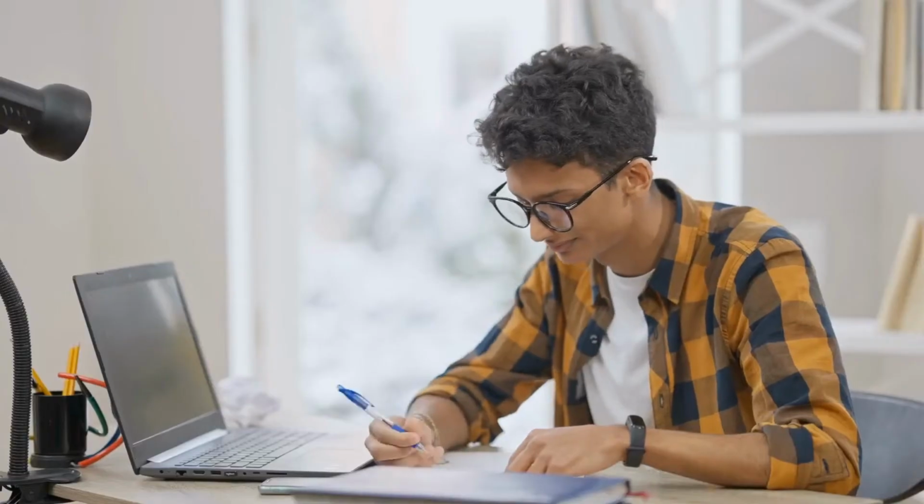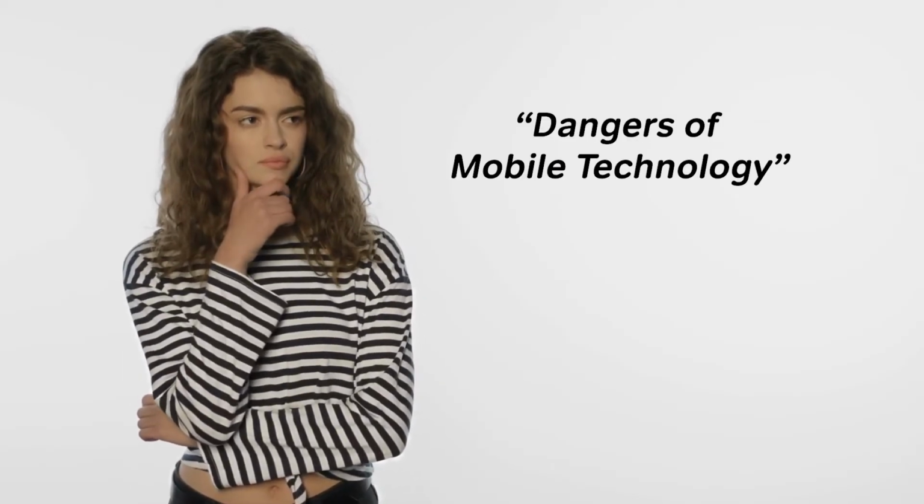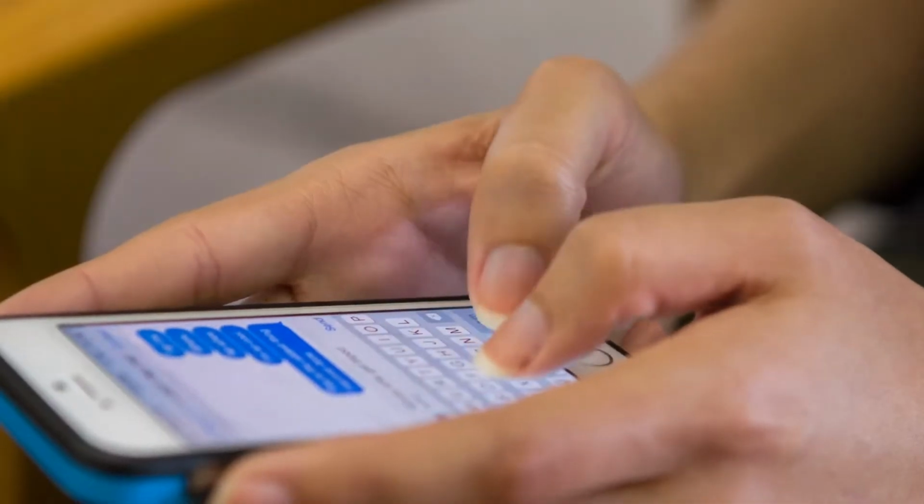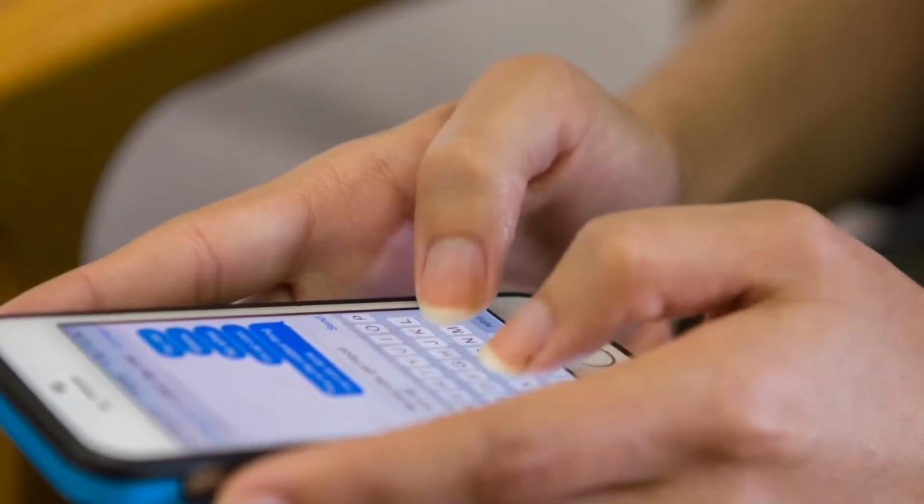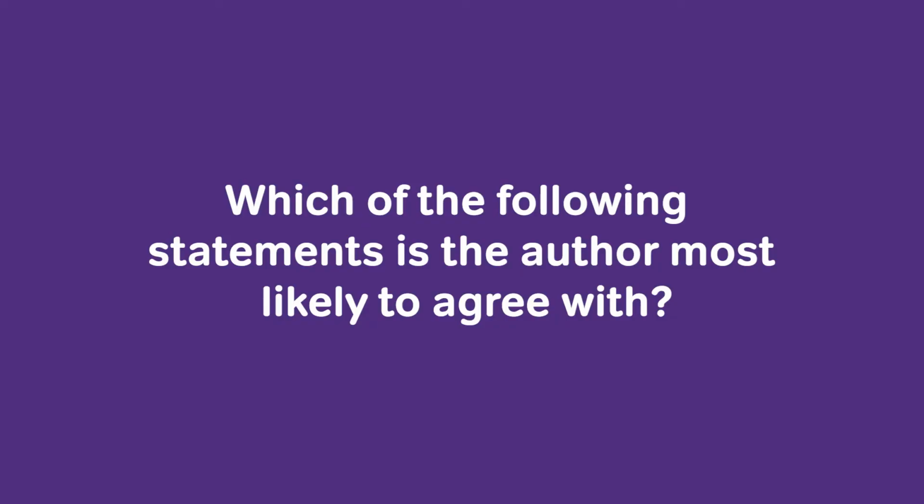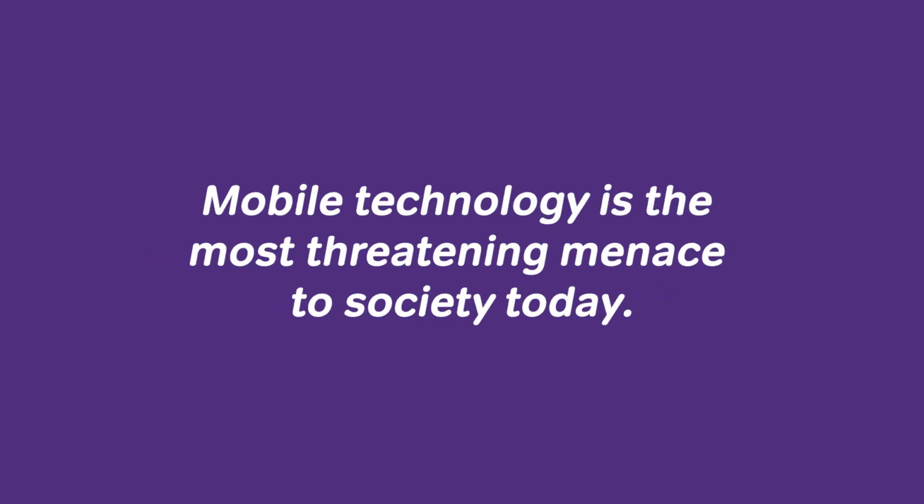One of the wrong answer types that crops up a lot: superlatives. Say you've just been given a passage on the dangers of mobile technology. The author's making an argument that they can potentially limit our freedom, our civil liberties. And the question pops up: which of the following statements is the author most likely to agree with? One of those statements says, mobile technology is the most threatening menace to society today. That's a superlative. The most threatening is a very extreme position.